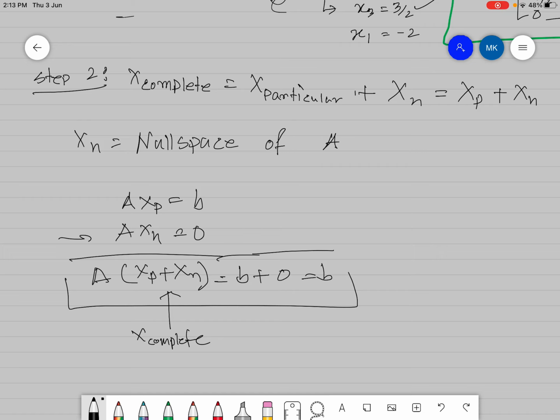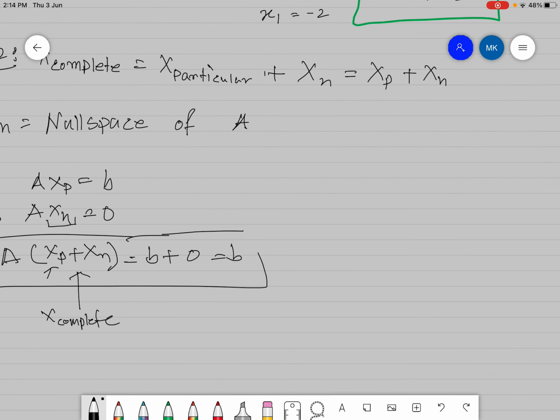Because xn is the null space, it doesn't contribute anything new to this x particular, but it adds a lot more solutions to the solution space. This is definitely not a subspace, but we call it the solution space, though it is not really a space, okay?